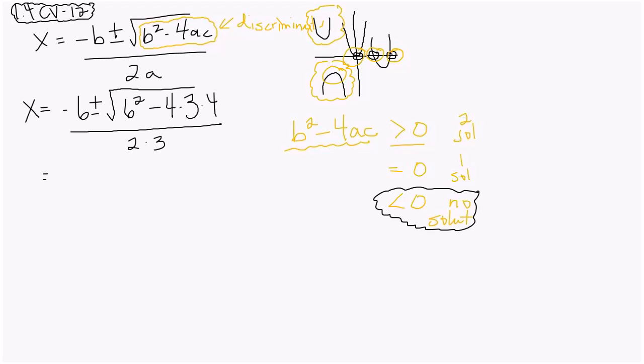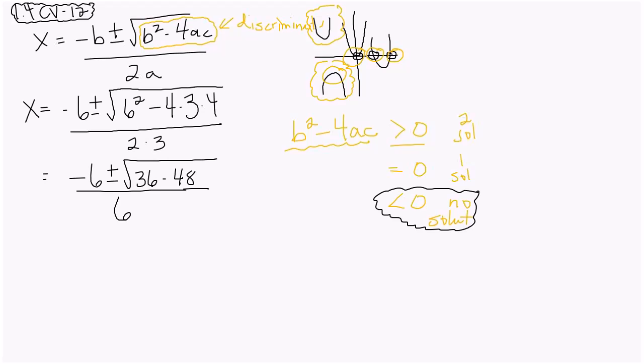So that's what we're going to work through. I like to take it piece by piece and work on simplifying it as I go. So right away, I can simplify the denominator of 2 times 3. That's going to be 6, so that's pretty easy. The -6 I just have to leave. And then I'm going to try and simplify under the radical sign. So I have 6 to the power of 2, which is 36. And then -4 times 3 times 4 gives me -48.